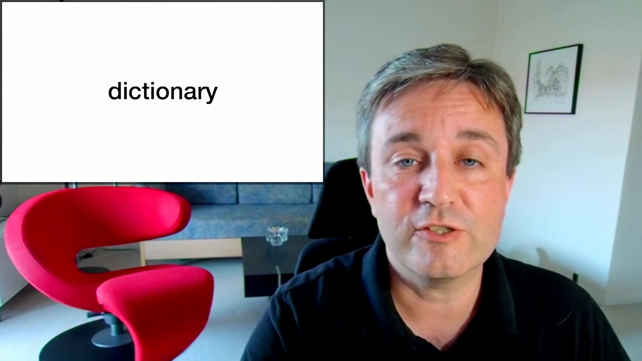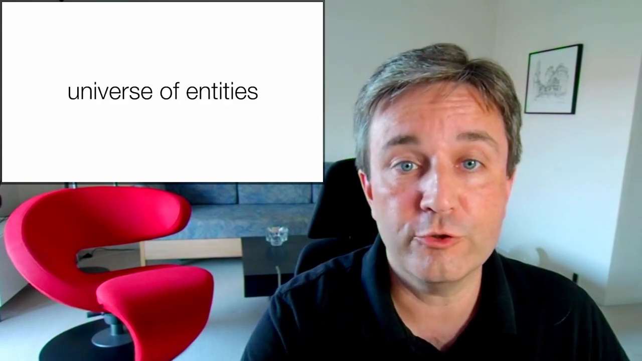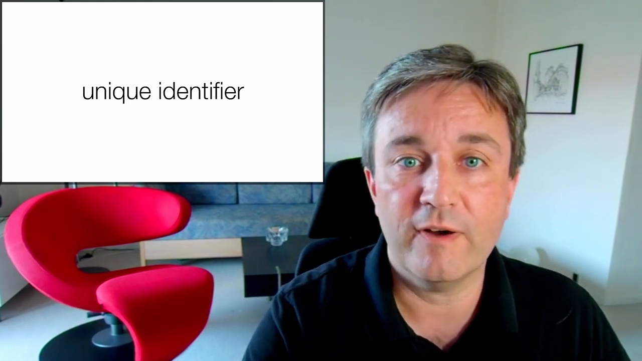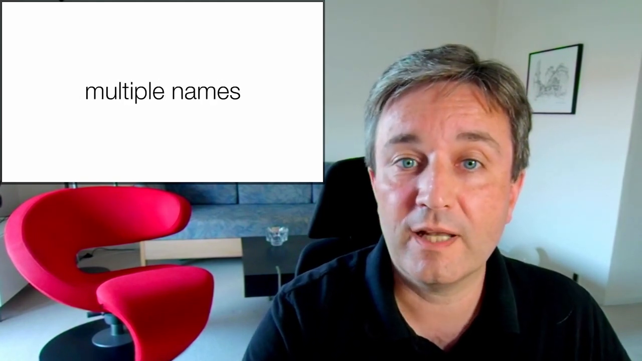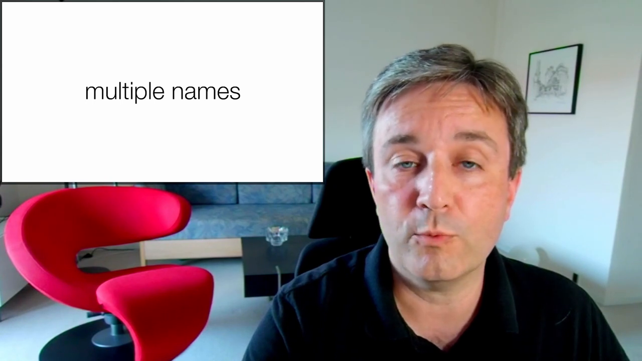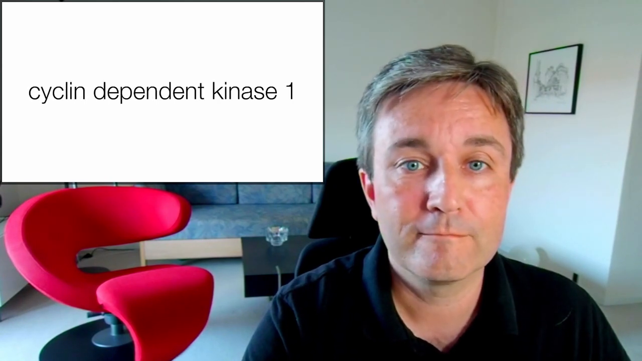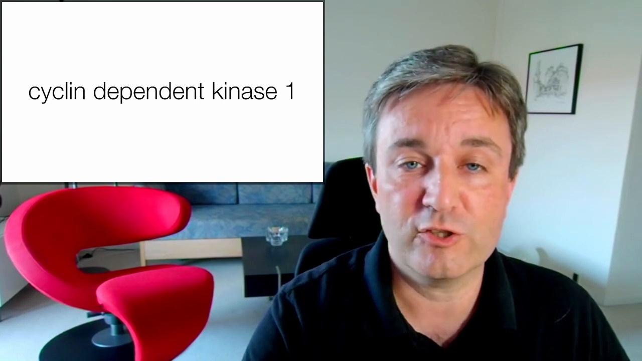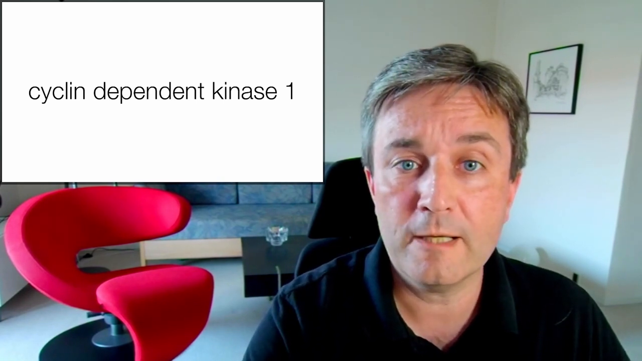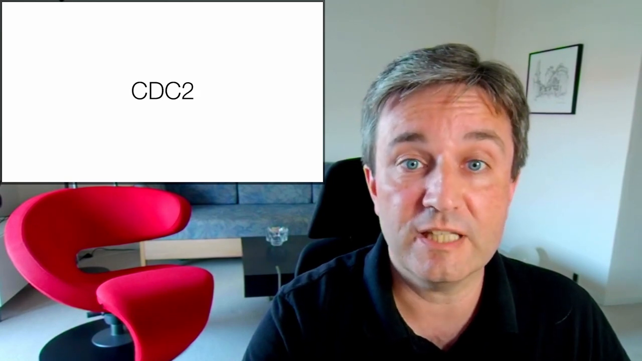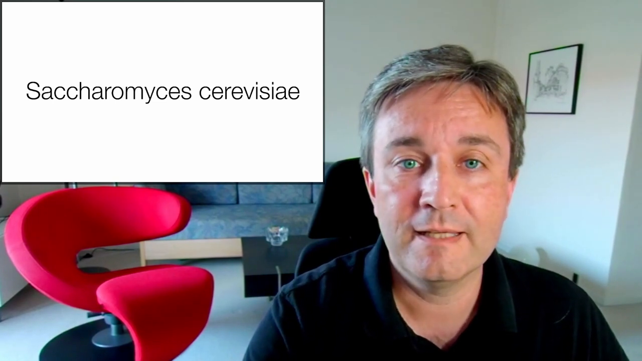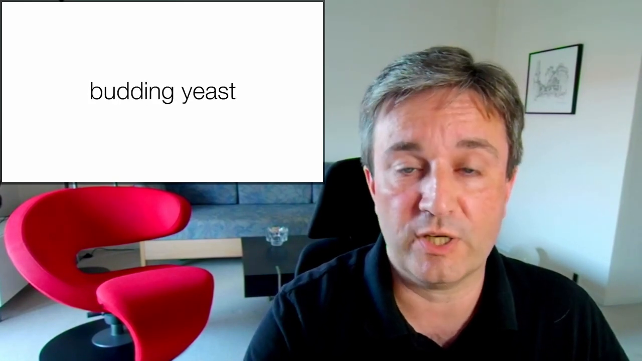The dictionary is essential because it defines your universe of entities that you're looking for. For each entity, it provides a unique identifier, as well as the multiple different names under which it may be referred to. This means that a dictionary of gene names would tell you that there's something called cyclin-dependent kinase 1, and that CDK1 and CDC2 are the same thing. It will also tell you that there is an organism called Saccharomyces cerevisiae, and that this is also referred to as budding yeast.